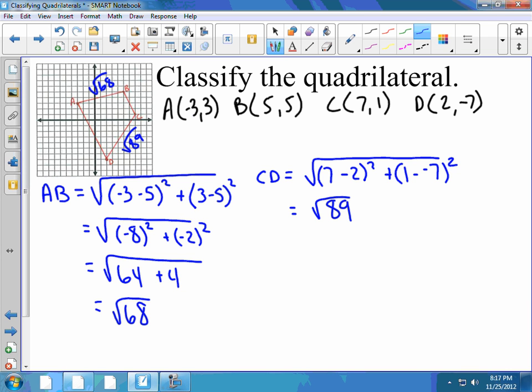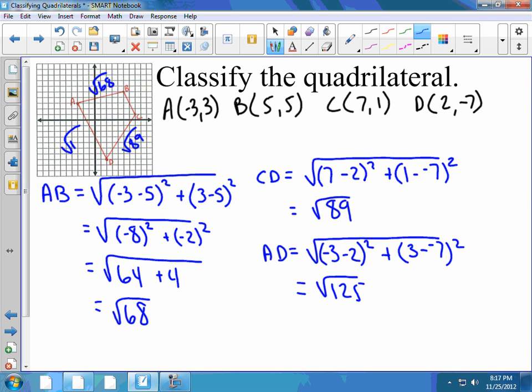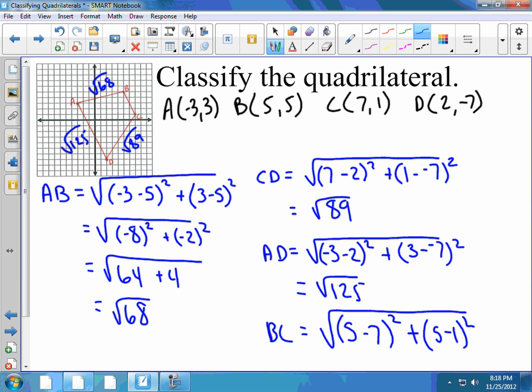Let's try to figure out AD next. So AD, using that distance formula, -3 subtract 2 squared plus 3 subtract -7 squared gets us the square root of 125. And from B to C, that's going to be the square root of 5 subtract 7 squared plus 5 subtract 1 squared. Simplify that, we end up with the square root of 20.